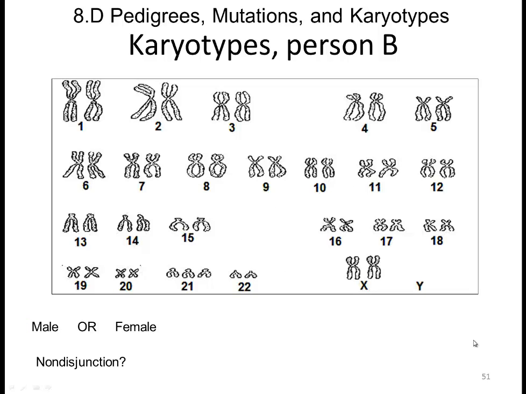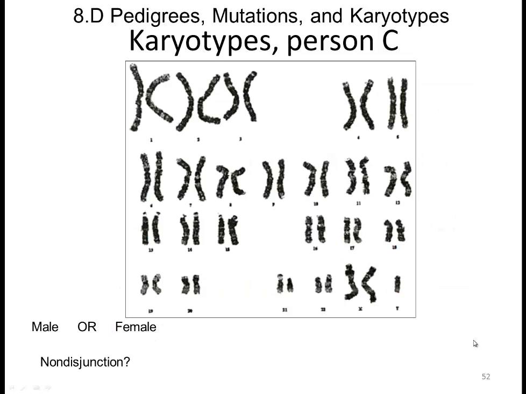Here's another one. Take a look at it. Looks like we got a female, and if we look at them, we got a non-disjunction. We have a trisomy 21, and that's Down syndrome. Here we have, what's that? We have a male and a female, but we call it a male because it's got the Y. It's got 2 X's and a Y, which is going to make what's called a super male.